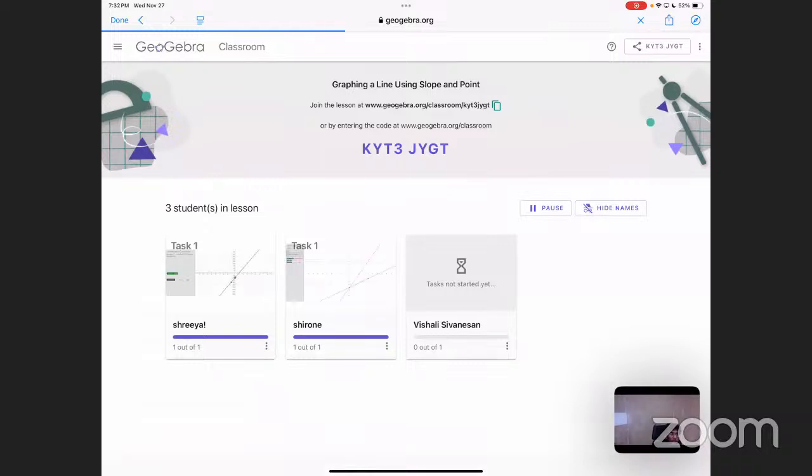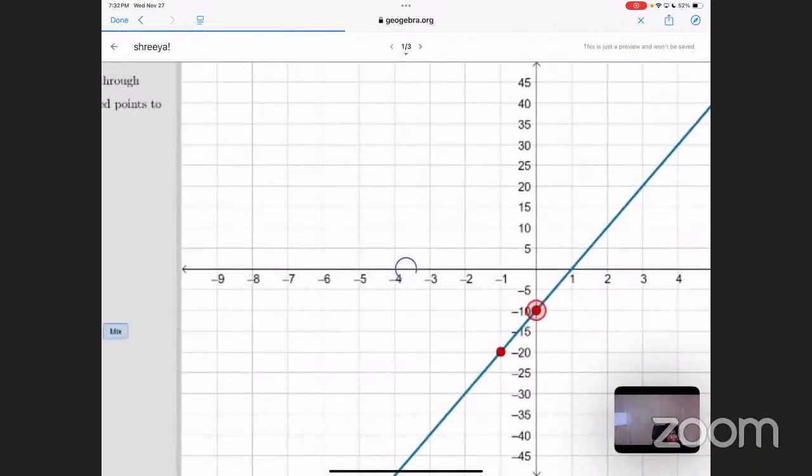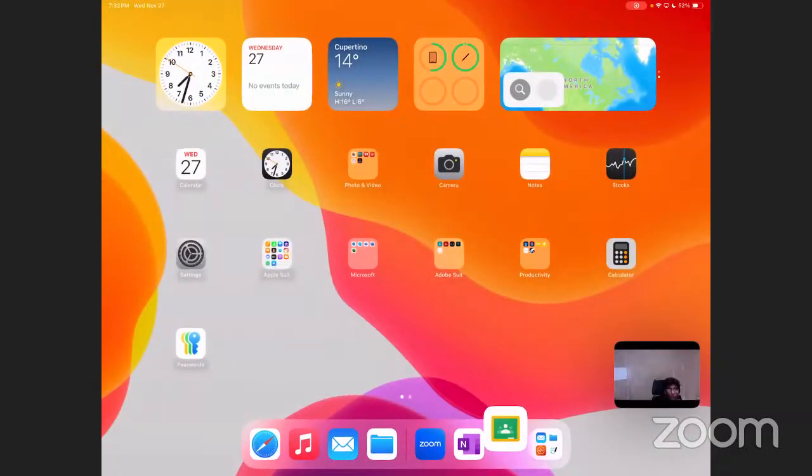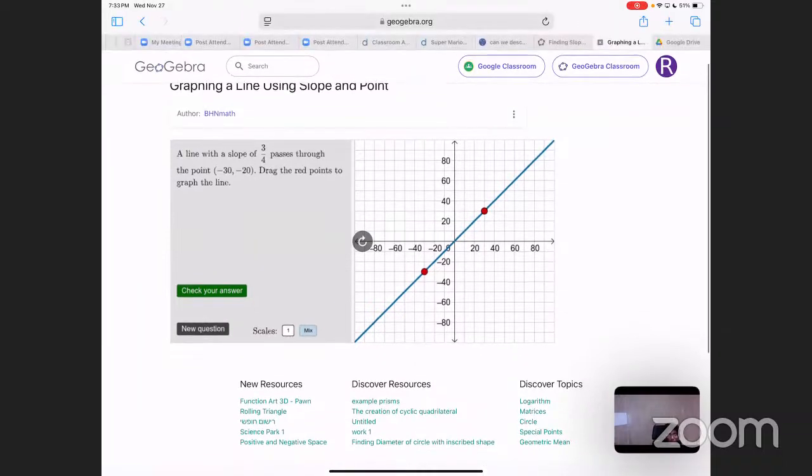All right, I'm going to show you how the task looks. It's kind of weird to see it on my phone, so I'm going to pull out the task on the other side. The code is here. I'm going to show you what the task is. A line with the slope 3/4 passing through the point. The question is: drag a red point to graph the line. They already marked negative 30, negative 20. So I need to move this point.